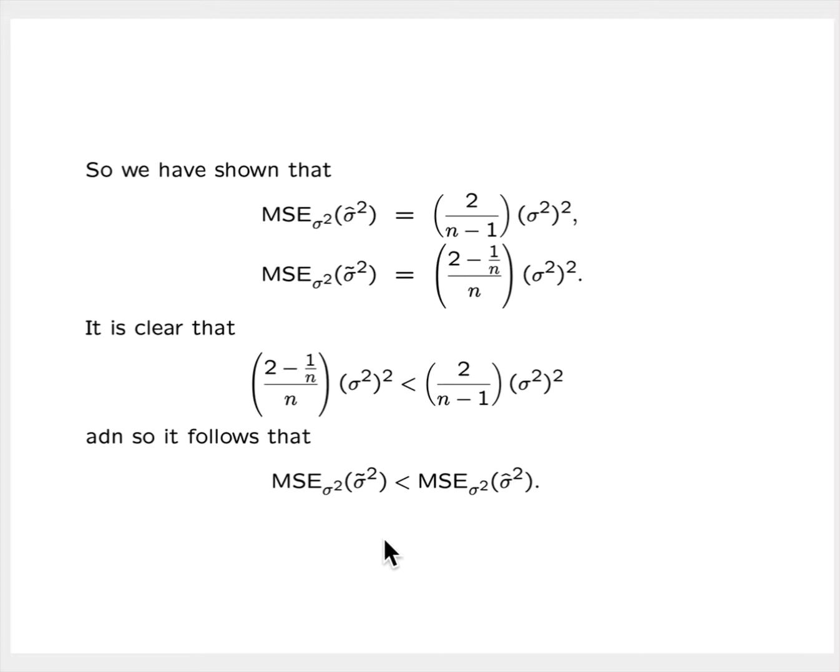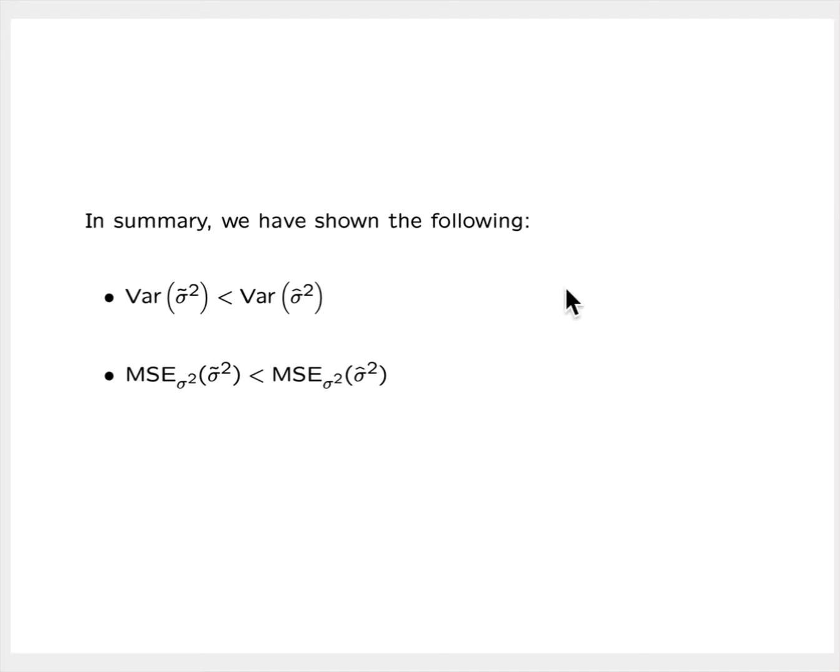And so what we've shown here is that the mean squared error of sigma tilde squared as an estimator of sigma squared is less than the mean squared error of sigma hat squared, again, as an estimator of sigma squared. And so in summary, we have shown the following. We've shown that the variance of sigma tilde squared is less than the variance of sigma hat squared, and we've shown that the MSE of sigma tilde squared is also strictly less than the MSE of sigma hat squared.